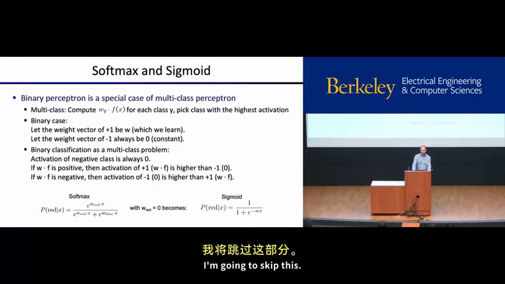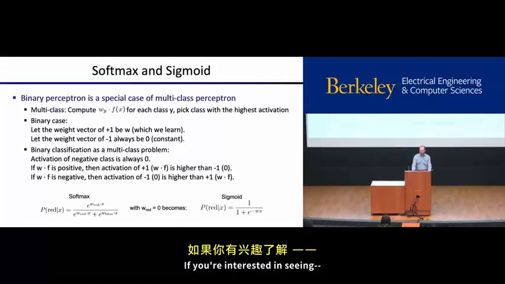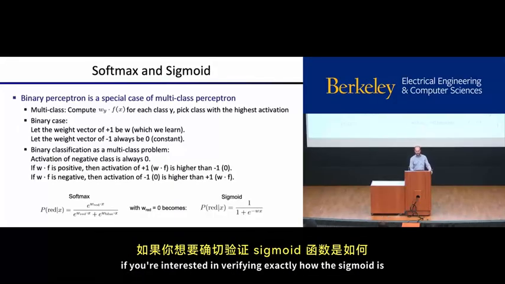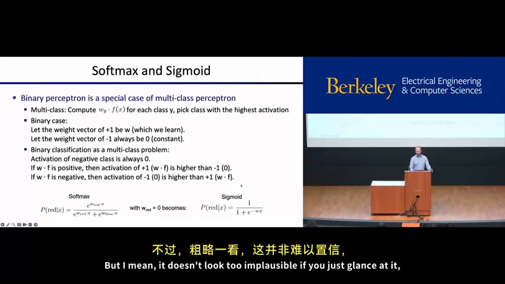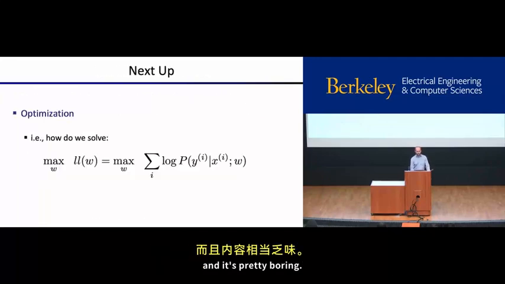I'm going to skip this. If you're interested in verifying exactly how the sigmoid is an example of the softmax, you can look at this. But it doesn't look too implausible if you just glance at it, and it's pretty boring.